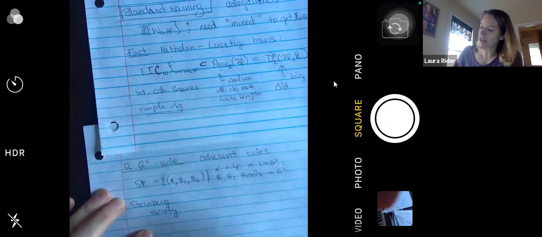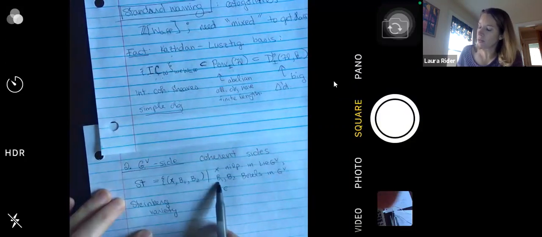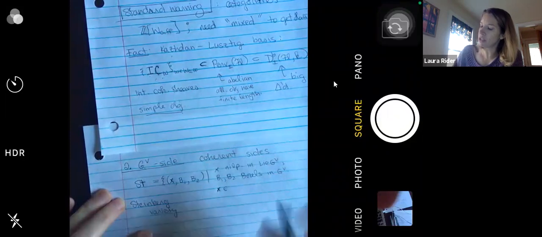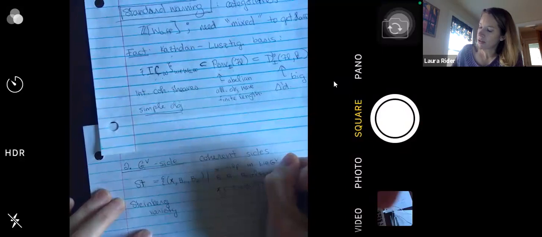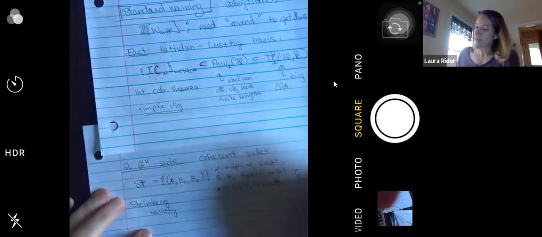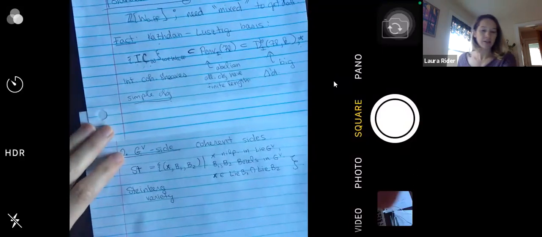And then I have this incidence condition. So I want the nilpotent to be in both of these Borels, or in the Lie algebra, since I chose it to be nilpotent. So this is what this variety looks like as a set.